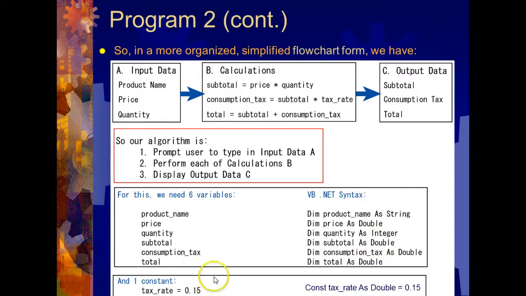And then add one constant, tax rate equals 15? I think we wanted to say the tax rate was 0.05, but maybe this is an error. Okay, I don't think we want to say the tax rate is 15%.